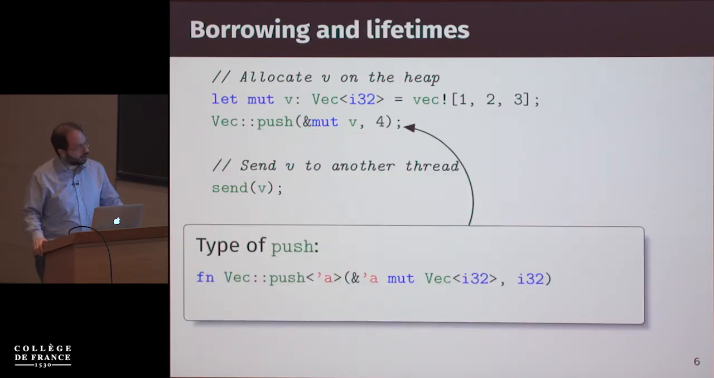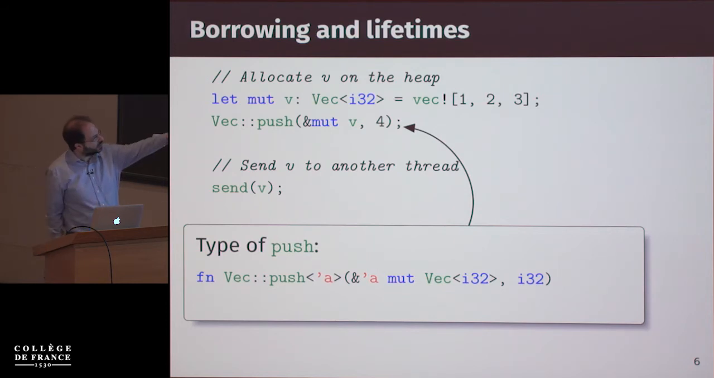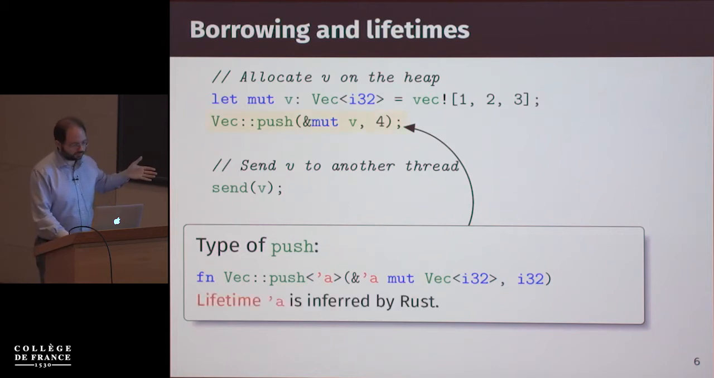Now, just to be clear, how is this reflected in the type of push? You see the type of push does not take a Vec as an argument, it takes an &mut Vec. And actually, to be more precise, it takes an &'a mut Vec. So this looks like a mouthful. What is this 'a? 'a here is what's called a lifetime.